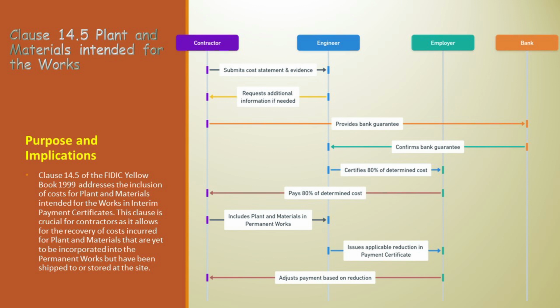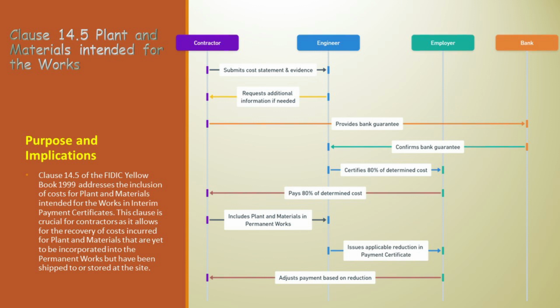3. Bank guarantee. Financial security is a pivotal aspect. The contractor provides a bank guarantee to secure the payment for plant and materials. This guarantee is then confirmed by the bank to the engineer. 4. Engineer's certification. The engineer's certification is a key milestone. Upon satisfactory submission and verification, the engineer certifies 80% of the determined cost of the plant and materials to the employer. 5. Employer's payment. This step involves the flow of funds.